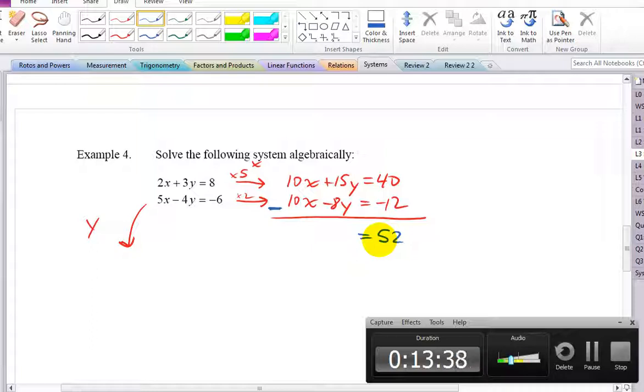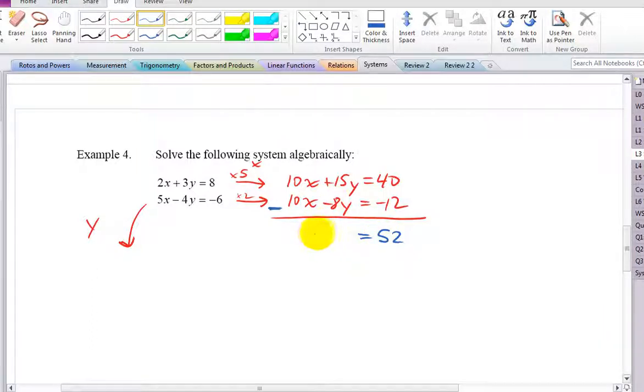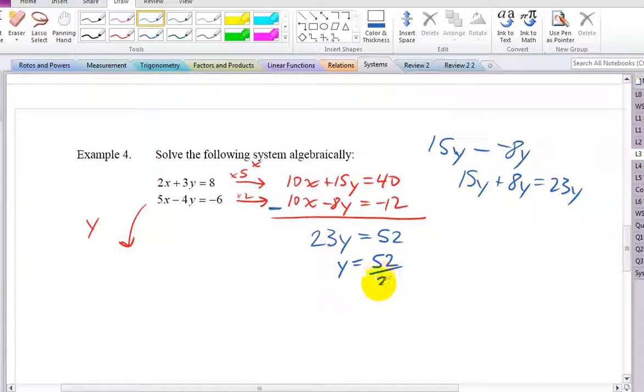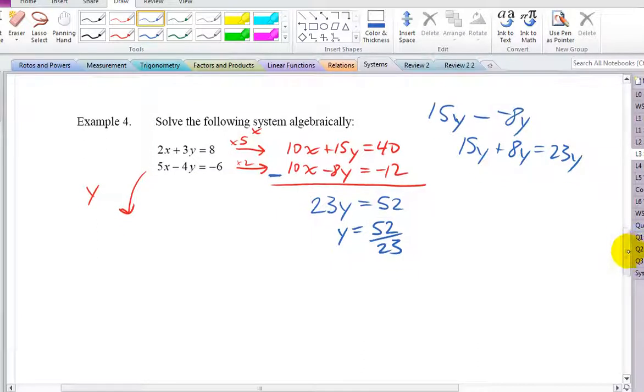Okay, so what we're looking at here is positive 23y because it's 15y minus negative 8y. That works out to 15y plus 8y, which is 23y. Okay? So you got to be super careful with your subtraction. Then y is going to be a fraction, 52 divided by 23. That's your final answer.